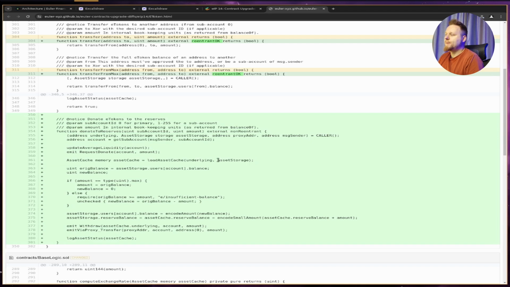So a few words about Euler in general. Euler is one huge contract, which is just a dispatcher. So you can think about it as a diamond pattern. It's not technically a diamond, but it's written in this particular vibe, so that all the functions inside are dispatching their logic to specific modules. So eToken is one of the modules of Euler. dToken is one of the modules, the same with risk management.